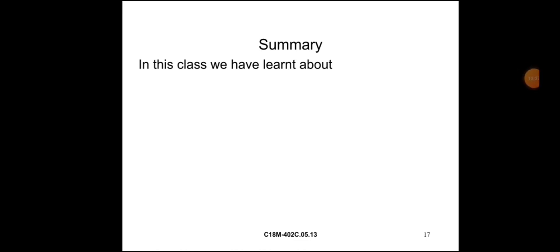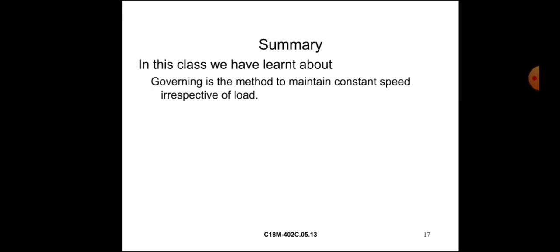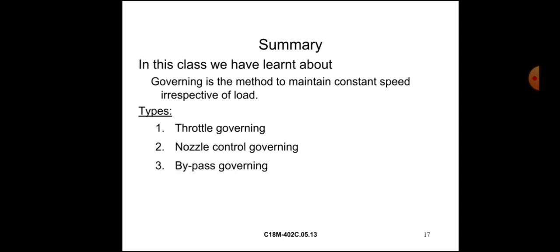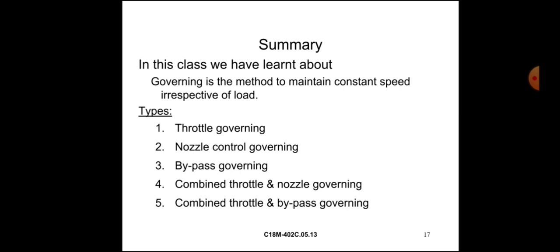In today's class, we will summarize what we have learned. Governing is the method to maintain constant speed irrespective of load. The types are throttle governing, nozzle control governing, bypass governing, and combined throttle and nozzle governing. Next, the combination of throttle and bypass governing.